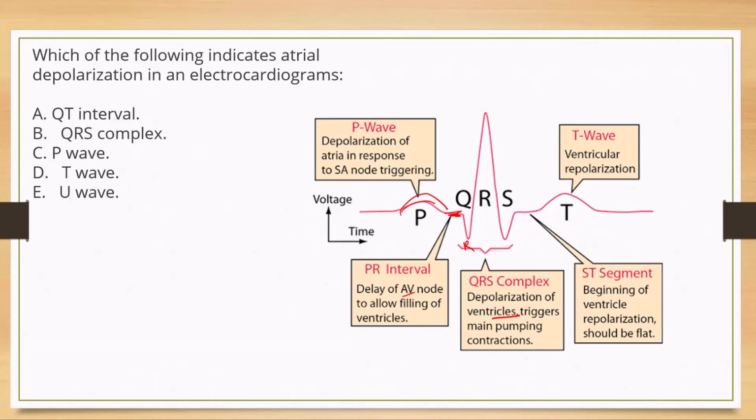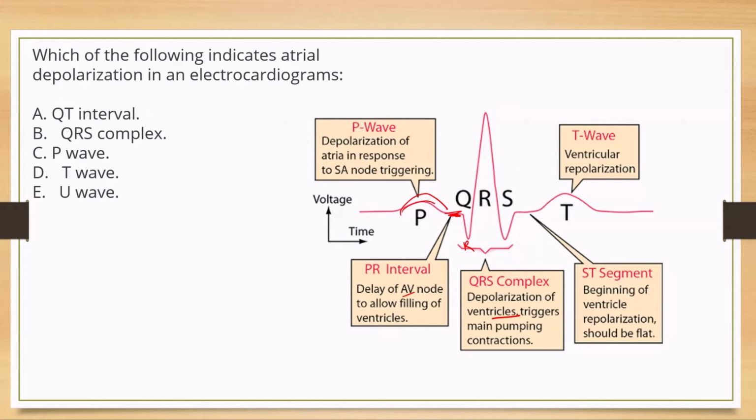What is the T wave? The T wave refers to the ventricular repolarization, or when, after contracting, the heart has to relax so that blood will be filled again. So that's called the T wave, or the ventricular repolarization. Basically, that's just it.